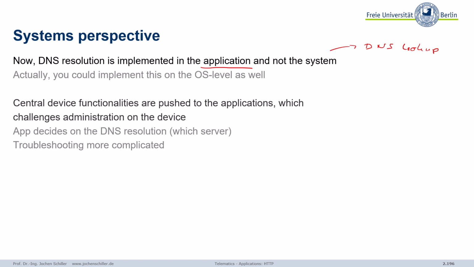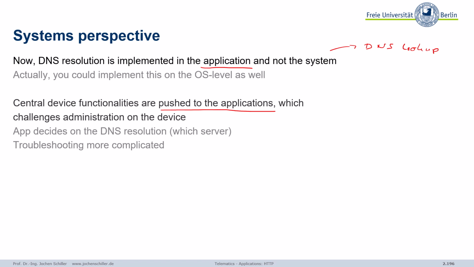But now we push central functionalities into applications. Okay, and applications, depending on the setting, are at least a bit more under the control of users. So there are at least some challenges for administration of the device. So the application now decides on the DNS resolution, decides upon the server. So if something goes wrong, it's way more complicated now for troubleshooting. So what server did you access? So what was the answer? So why do you get this and that answer? I get a completely different answer. Yeah, you have a different browser, different setting, etc. Think of a large company with different settings. You don't want to have this.